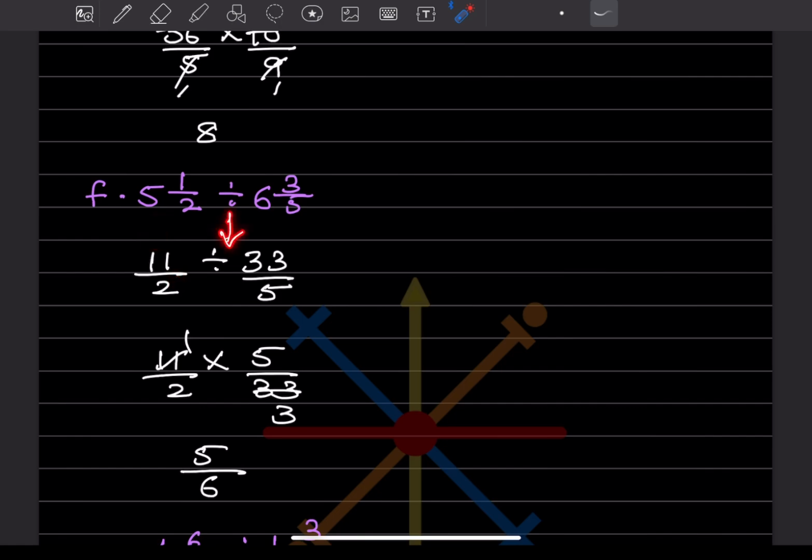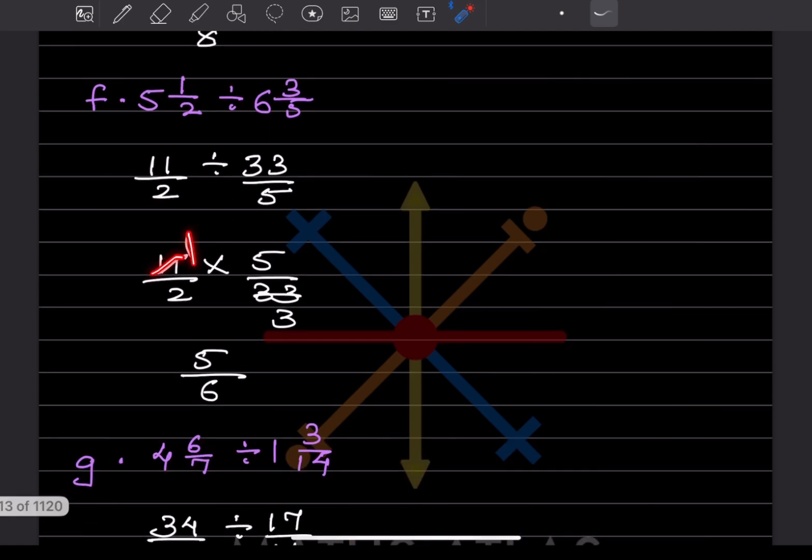This is the same. Again, this is going to be 30, 30 plus 3, 33 by 5. This stays the same. This will be multiplied. So this gets flip over. That will be 5 by 33. So 11 ones are 11 threes are. So that is going to be 5 by 6.